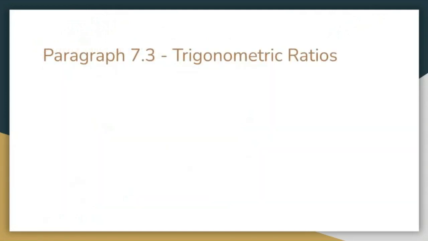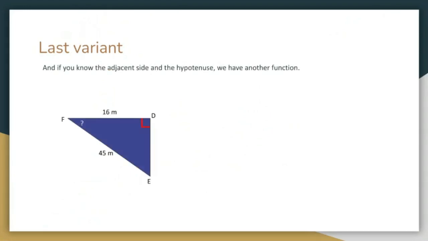Paragraph 7.3, trigonometry ratios. We're not finished yet. The tangent is used in combination with the opposite side and the adjacent side. The sine is used in combination with the opposite and the hypotenuse. But what if you have the adjacent and the hypotenuse? Then, my good students, you can use the cosine. The ratio for the cosine is adjacent over hypotenuse.